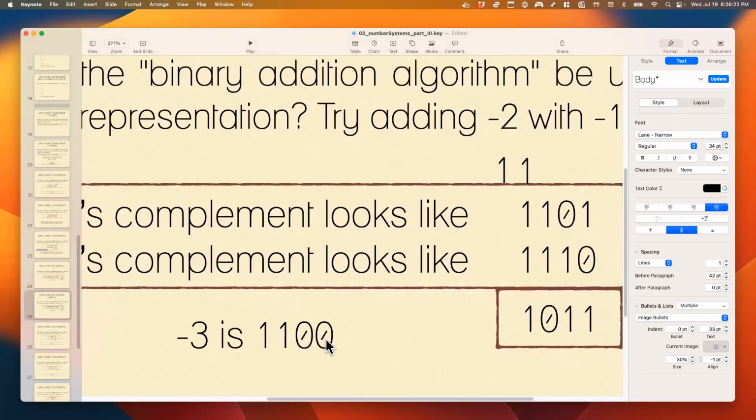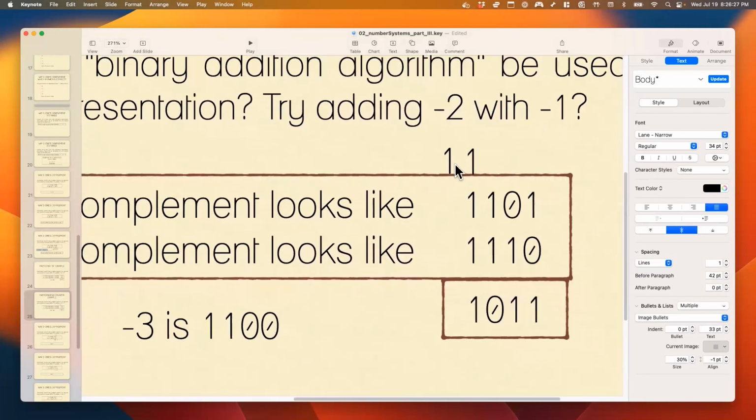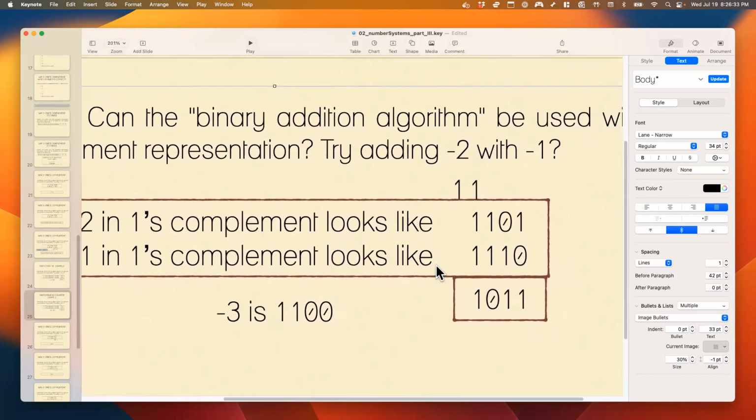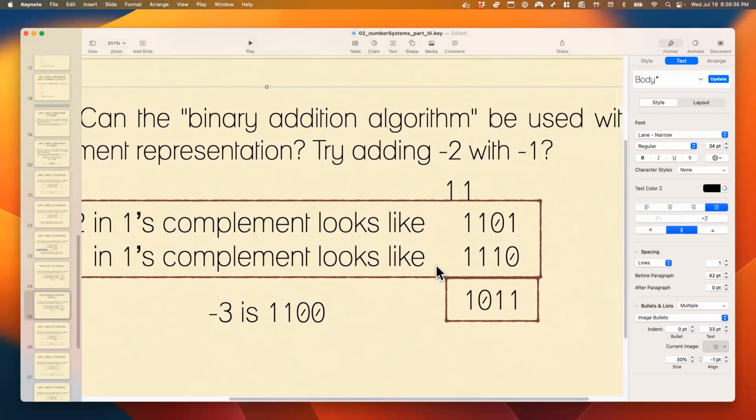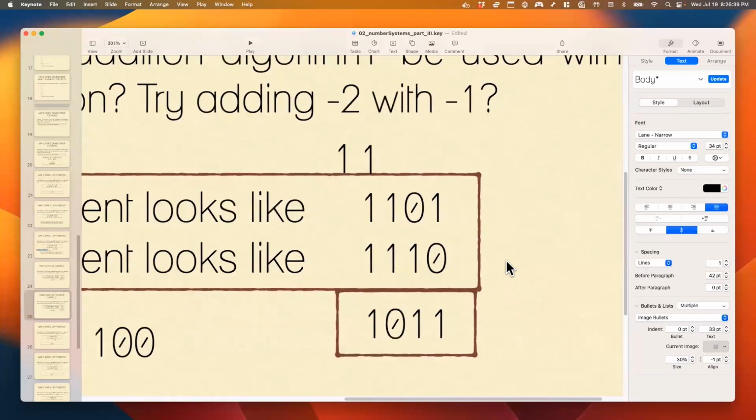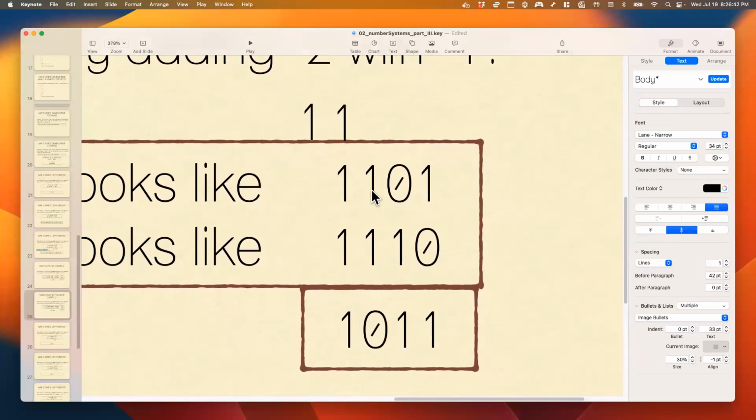So let me tell you what you need to do when this happens to make sure that the answer is correct. But first, there's a question here that I need to answer. Then I can give you a few seconds to think about that.